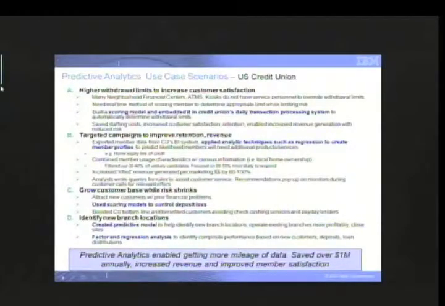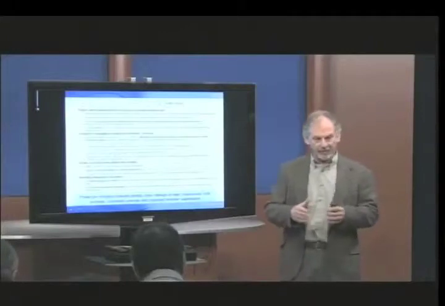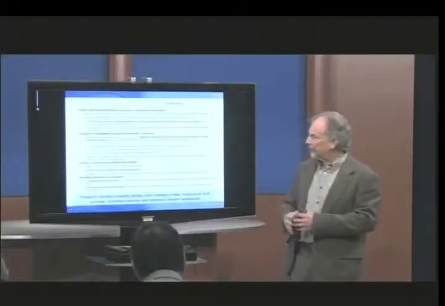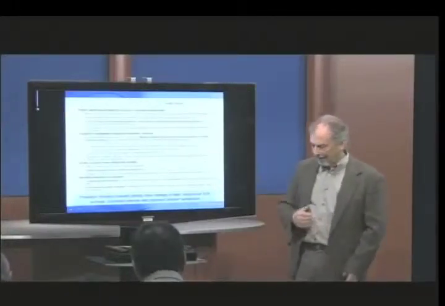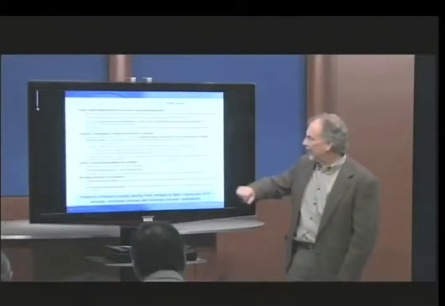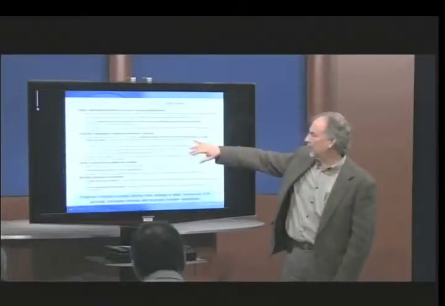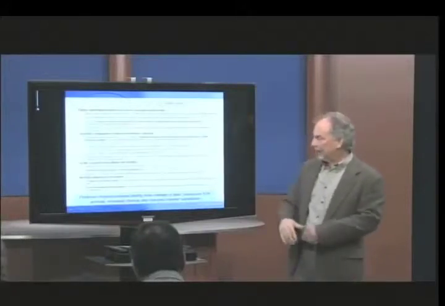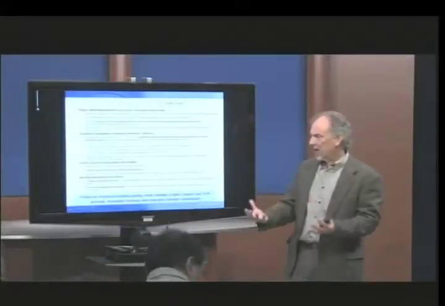Then they want to use it for targeted campaigns to improve retention and revenue. So companies aren't doing mass mailings anymore. They're doing very, very targeted mailings. They've clustered all of us into different behavior groups, and now they want to do certain mailings to maybe just those behavior groups. So they're trying to optimize the amount of money they spend on their marketing and get more return for that. And so they're using techniques such as regression to create those profiles. There's a lot of modeling that goes into that.